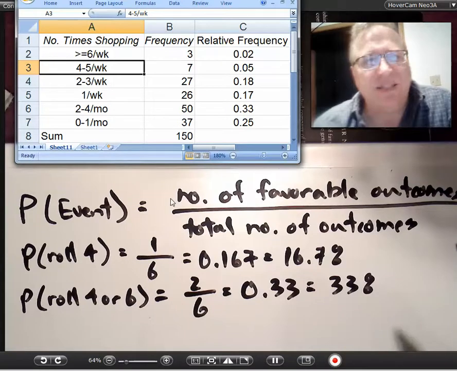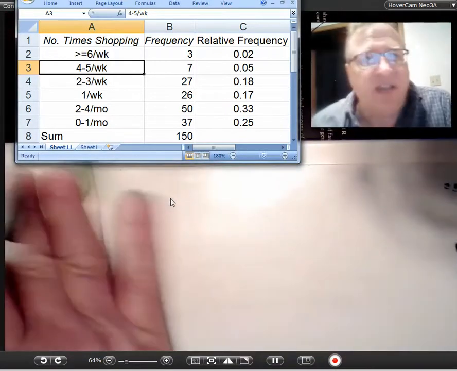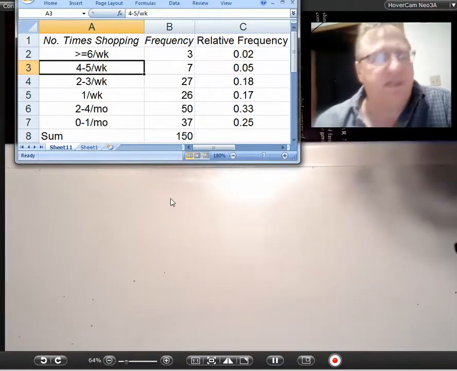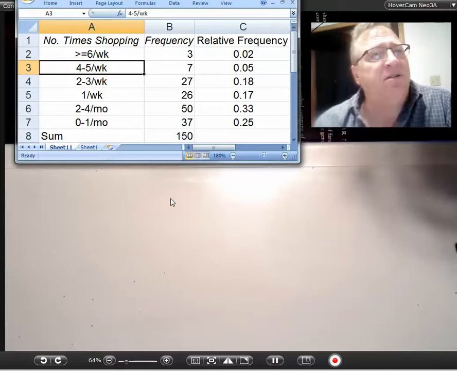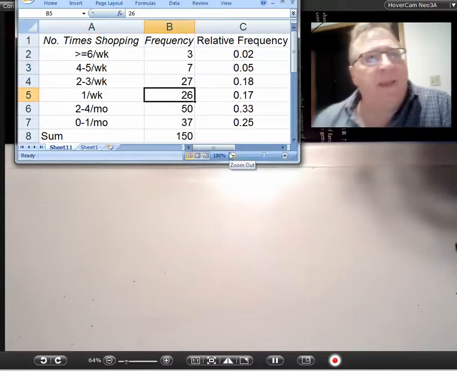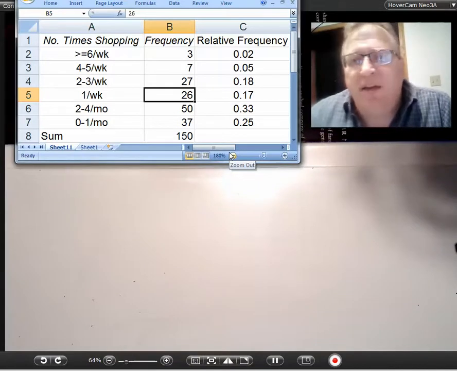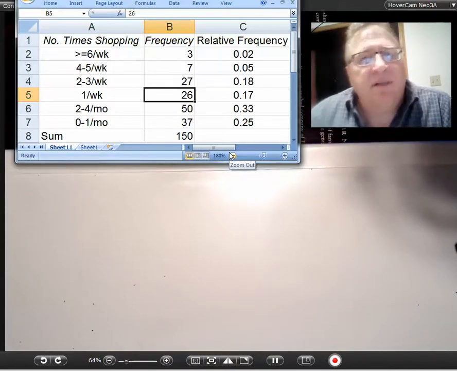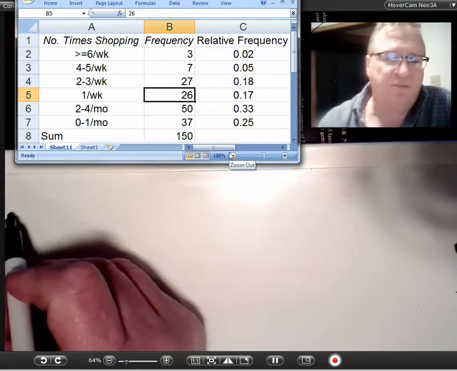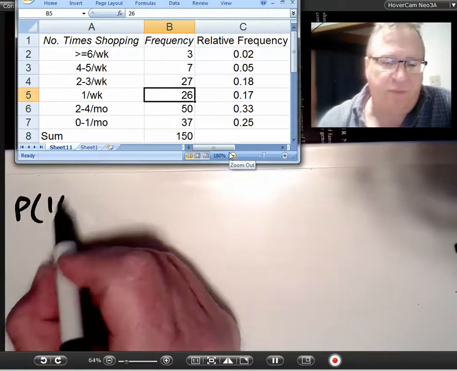Okay, let's extend that to the data that we see ahead of us. Let's look at this number right here and say, what's the probability that someone in our survey goes to the mall 1 time per week? Well, let's write that as a probability statement. Probability of once per week.